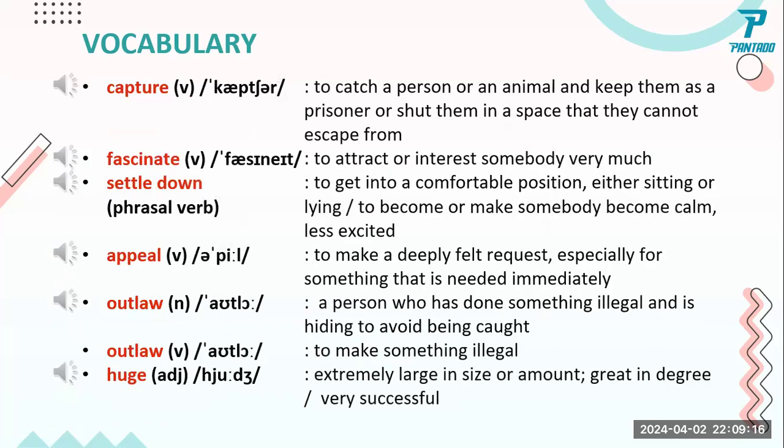Next, to catch a person or an animal and keep them as prisoner or shut them in a space that they cannot escape from. Fascinate, to attract or interest somebody very much. Settle down, to get into a comfortable position, either sitting or lying, to become or make somebody become calm. Appeal, to make a deeply felt request, especially for something that is needed immediately. Outlaw means a person who has done something illegal and is hiding to avoid being caught.